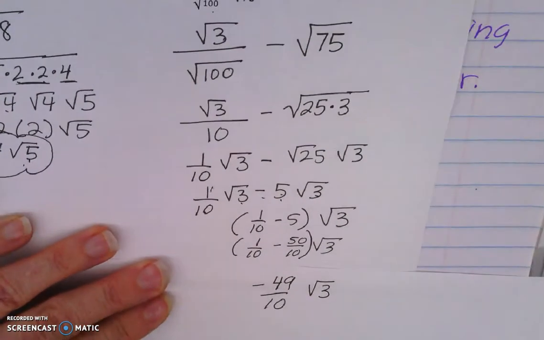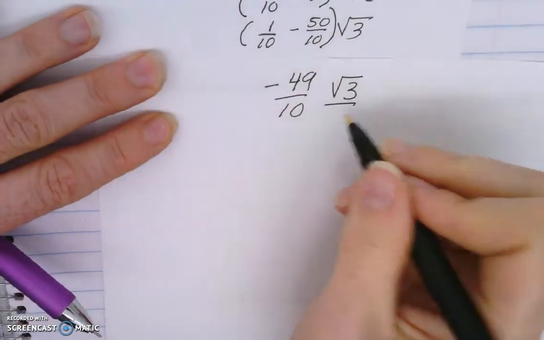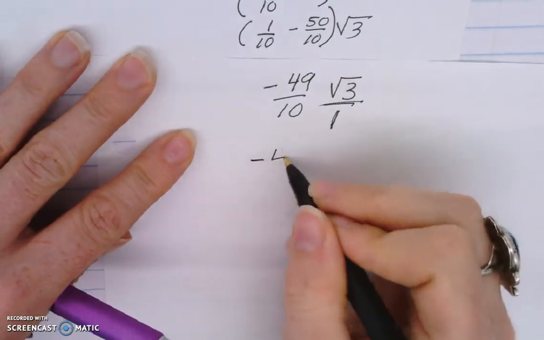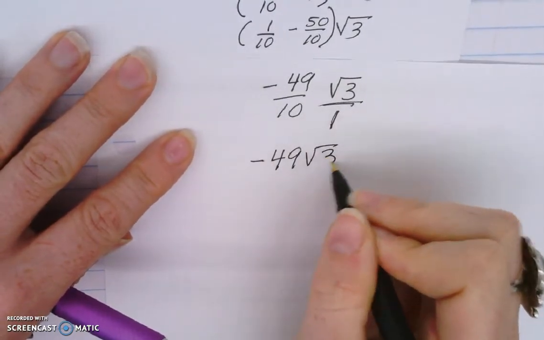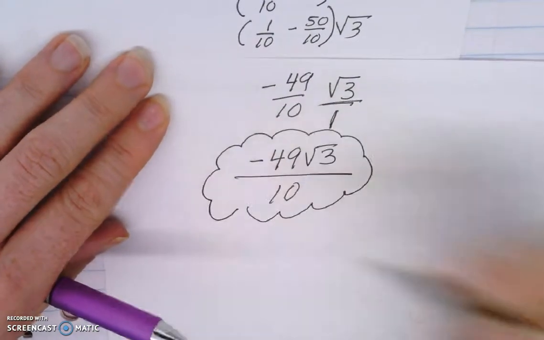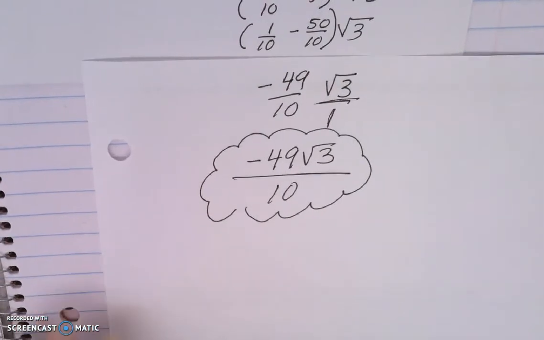But like I've told you before, we always want to write these as one complete ratio. So then I'm going to think about square root of 3 over 1. So I'll have negative 49 square root of 3 all over 10. And this would be the most simplified form. There's no more math to be done. Negative 49 square root of 3 all over 10.